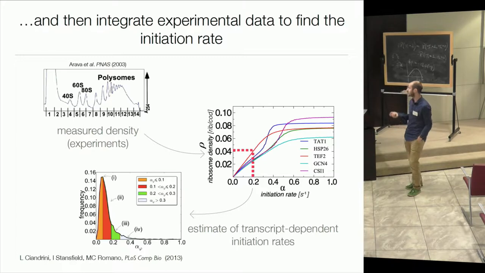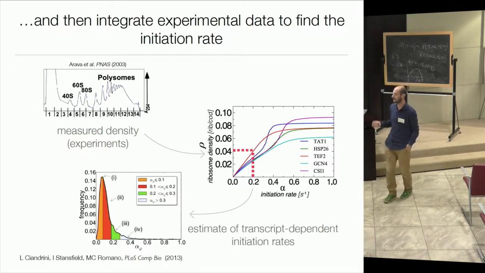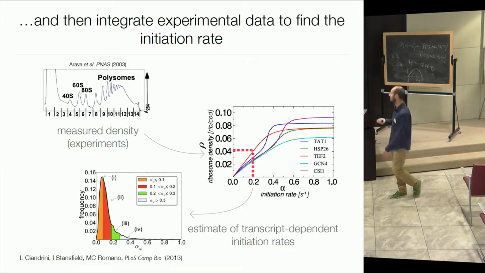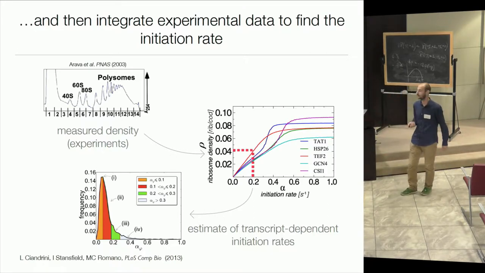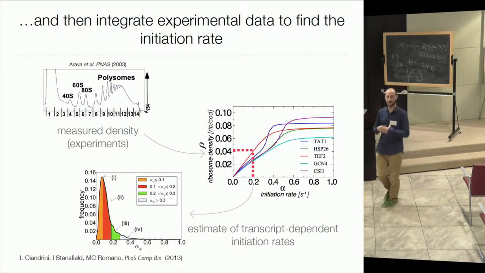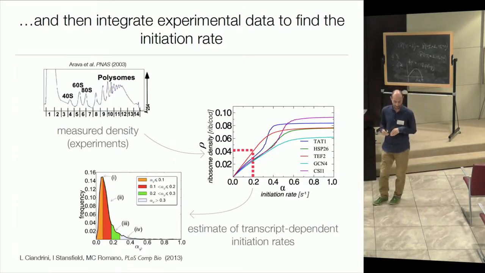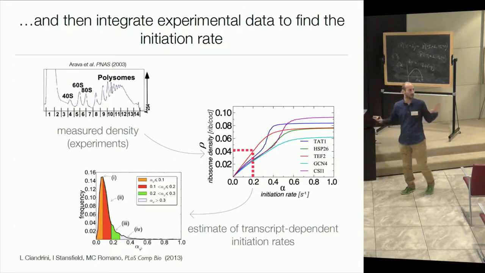The average of this distribution is around 0.12 per second, which is of the same order of magnitude as what Stan showed the other day. That is around 7 ribosomes per minute. As I said before, we're considering the bare initiation rates; we were not estimating the current there. In this paper there are many other things, like the division of the transcripts into two big broad categories.